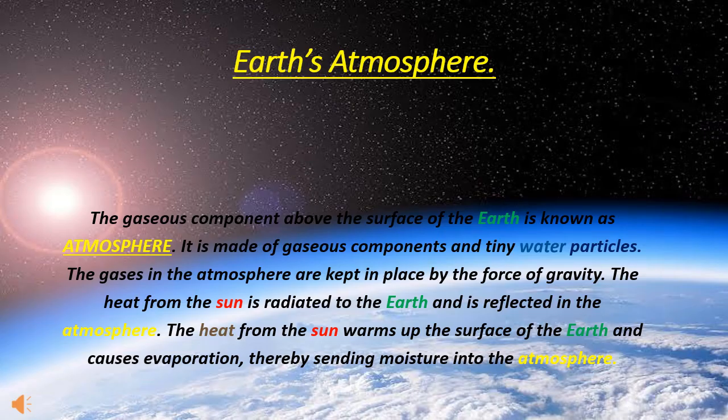Earth's atmosphere. The gaseous component above the surface of the Earth is known as atmosphere. It is made up of gaseous components and tiny water particles. The gases in the atmosphere are kept in place by the force of gravity. The heat from the sun is radiated to the Earth and is reflected in the atmosphere. The heat from the sun warms up the surface of the Earth and causes evaporation, thereby sending moisture into the atmosphere.